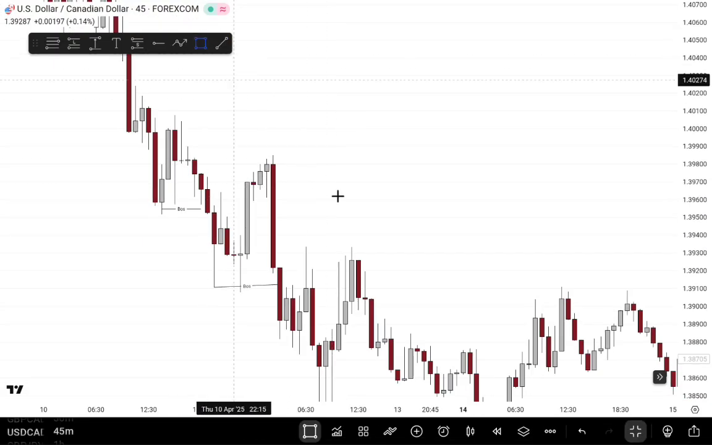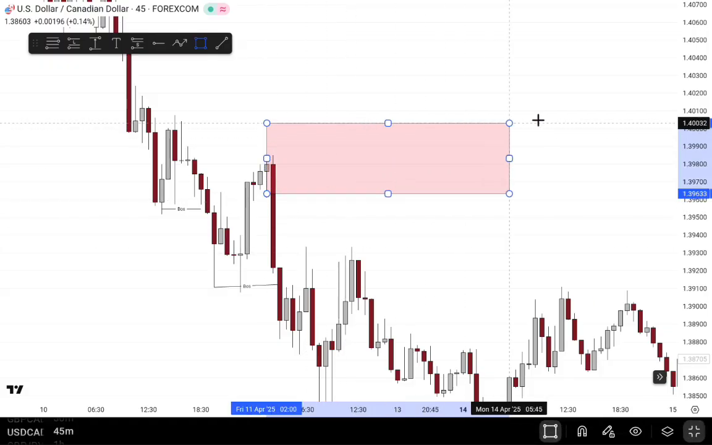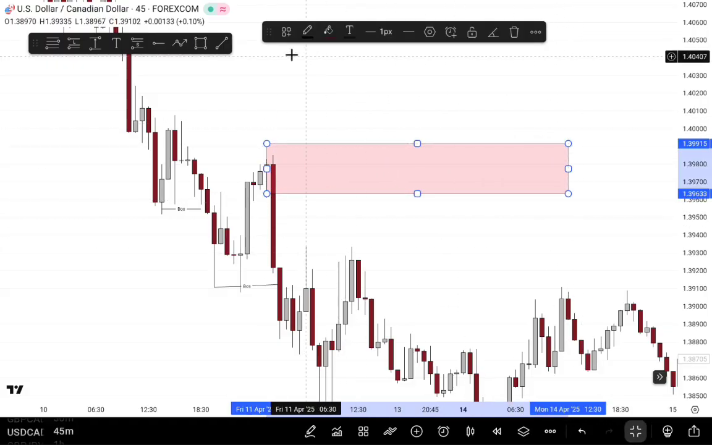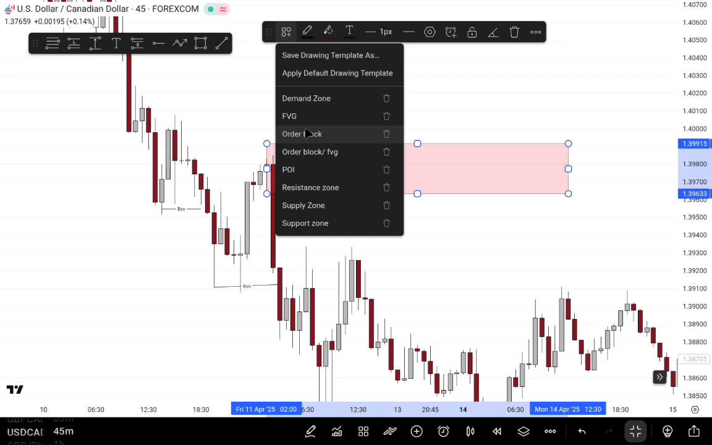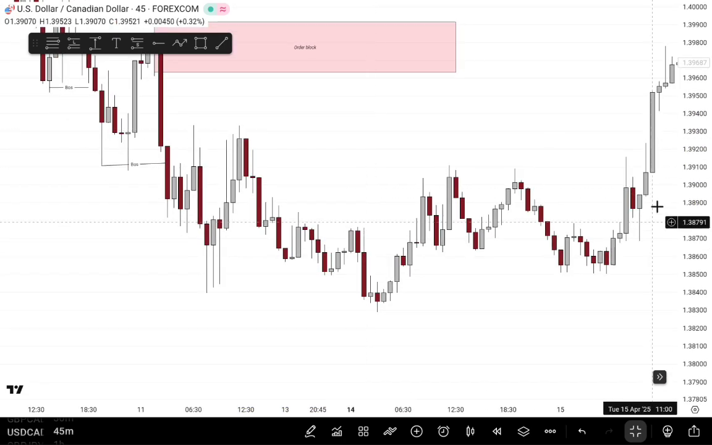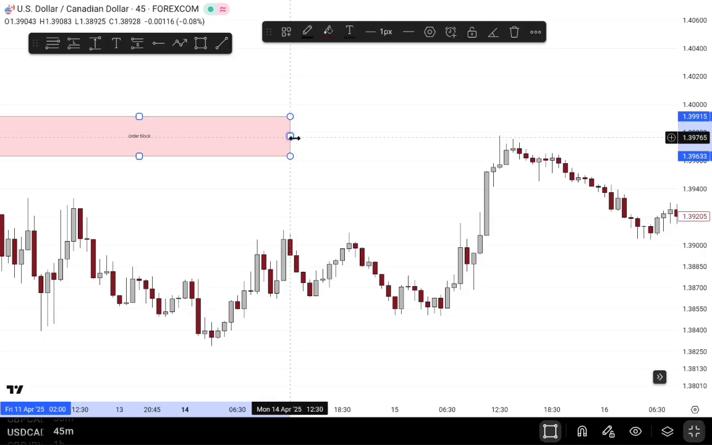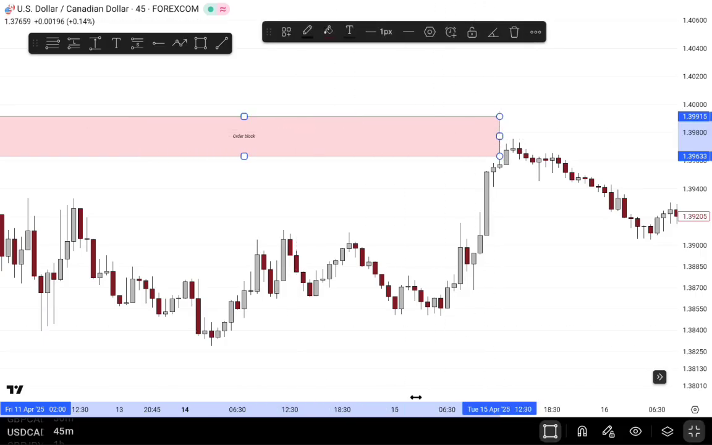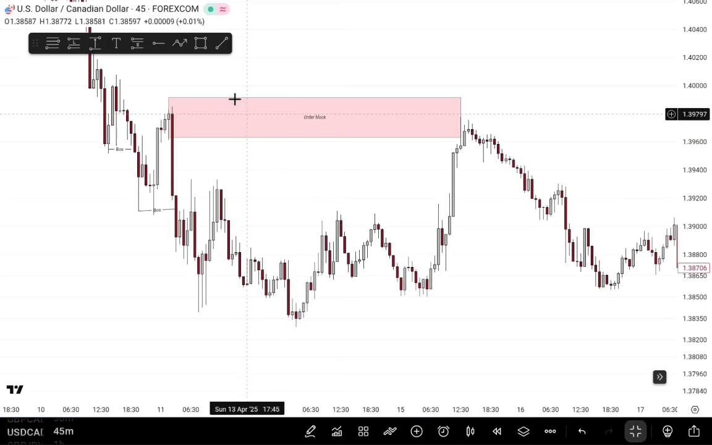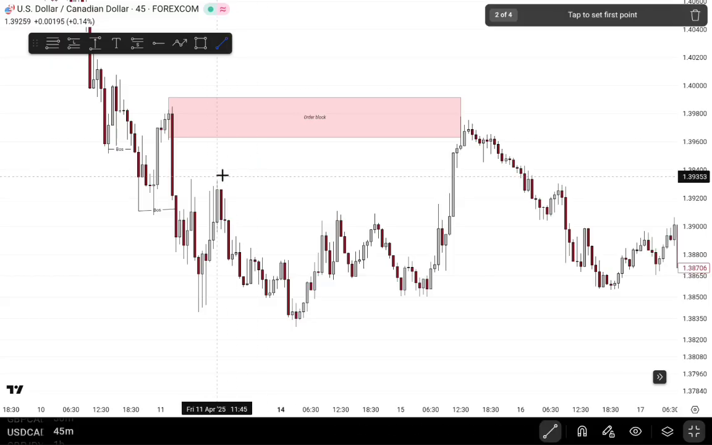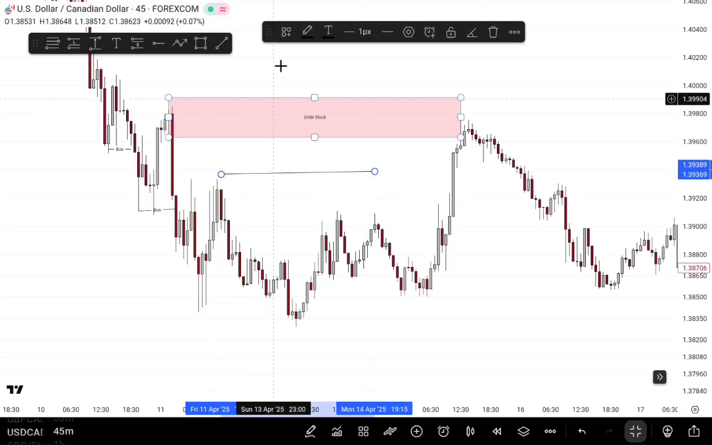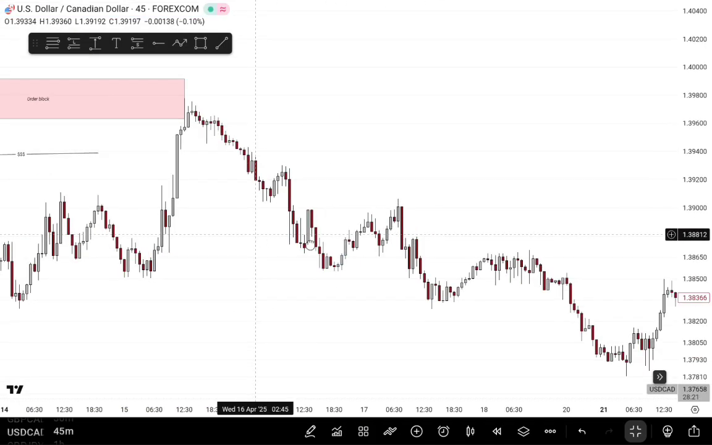Alright, so we have a supply zone which is going to sit here. This is a supply zone. Alright, you can see our price will tap in from that supply zone. This is liquidity, if you don't know. Alright, price will tap. Boom, and move to the other side.